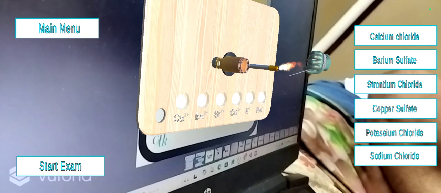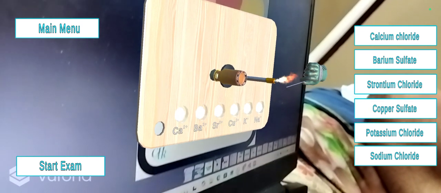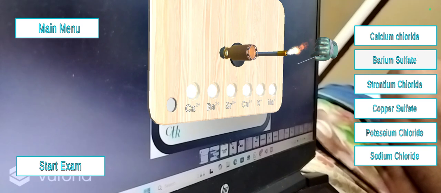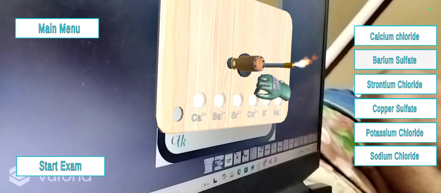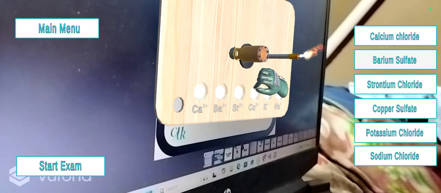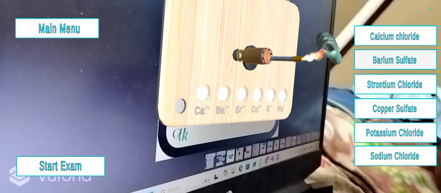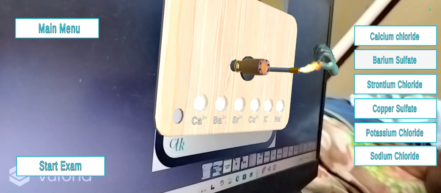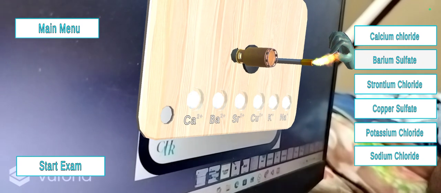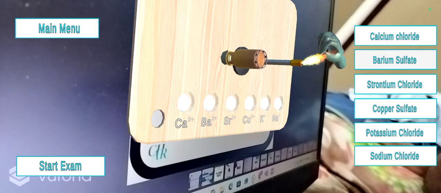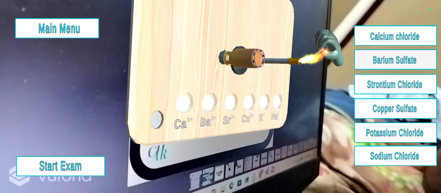Now I will be showing you what color we get in the flame test using barium sulfate. So this is barium sulfate. And you can see the green flames, that's like an apple green thing. As you observe, you will be getting apple green flames from it using barium sulfate.